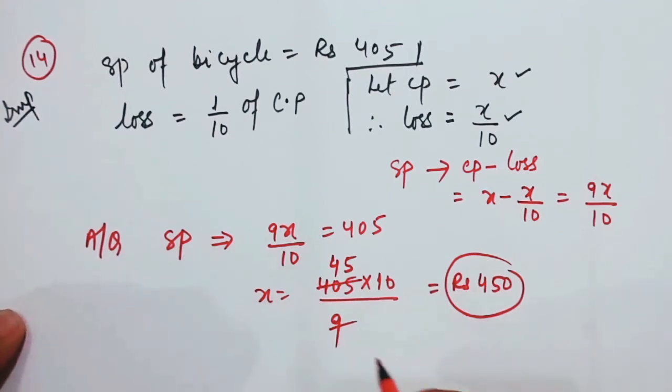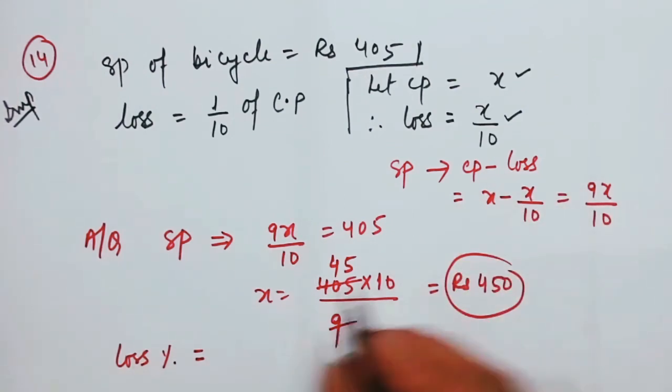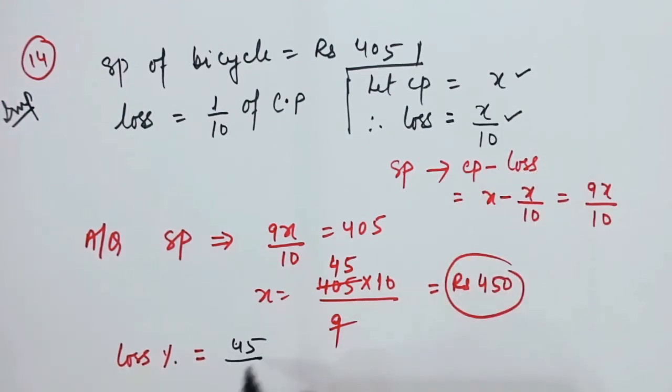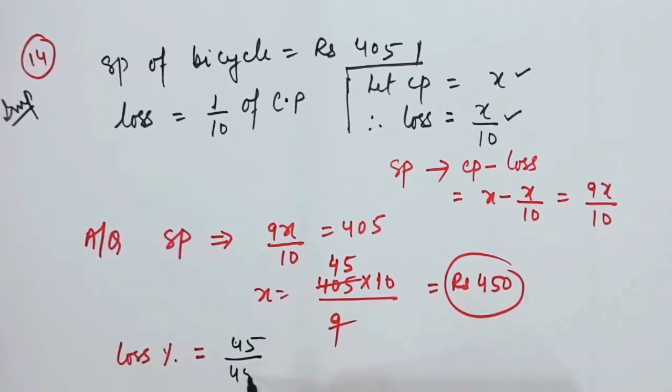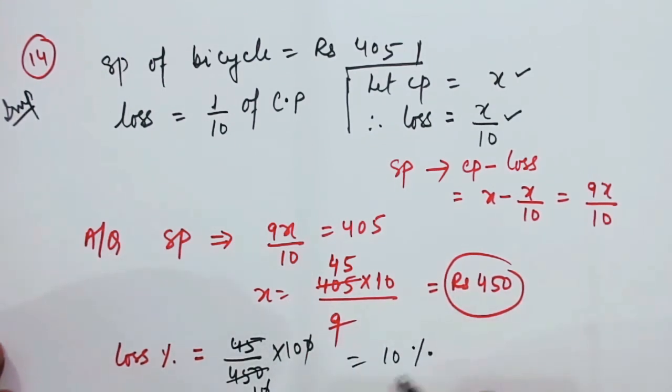Are they asking the loss percent also? So loss percent you can find out. Loss percent will be equal to loss by CP into 100. So loss is how much? 45. X by 10 is your loss. Loss by CP. CP is how much? 450. 450 into 100. 45 10 times 0 gone, 10%. कमाल हो गया, कमाल हो गया. ठीक है, come on, one more, number 15 I will do.